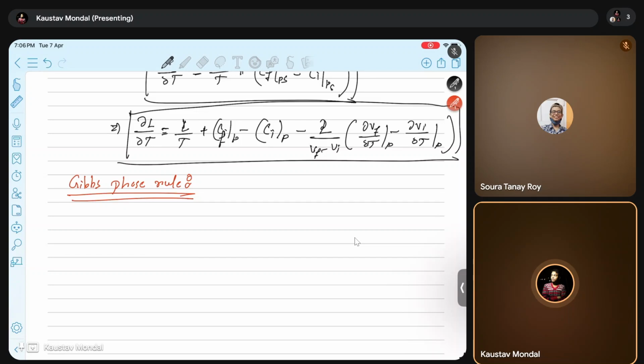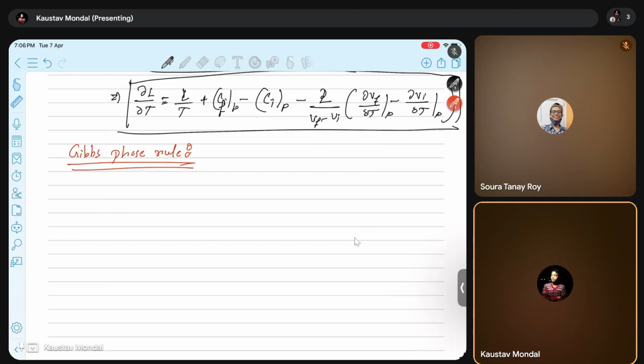Let's consider the system as a closed system with fixed temperature and pressure, so it's basically an isothermal and isobaric system. In that case, what is the number of independent intensive variables that is required to characterize the system? That is related to the number of components and the number of phases. So let's write that relation.